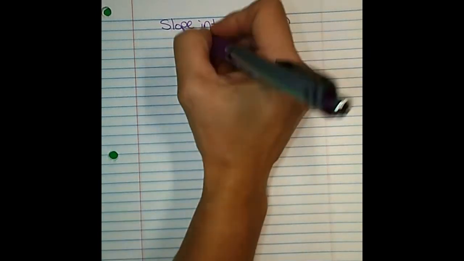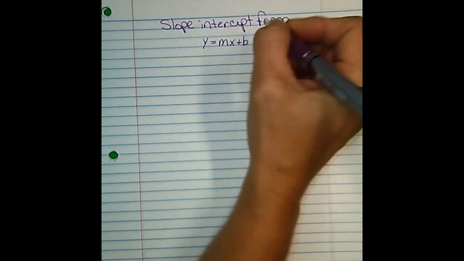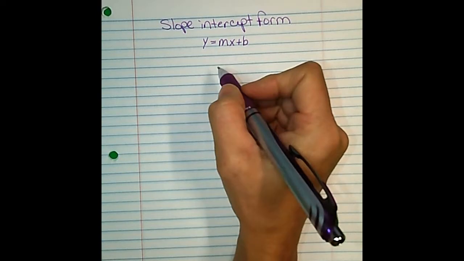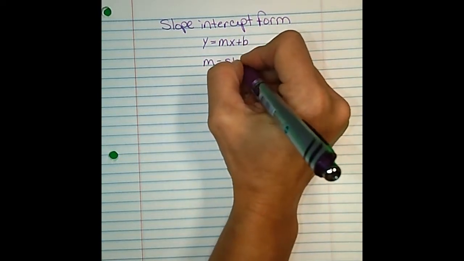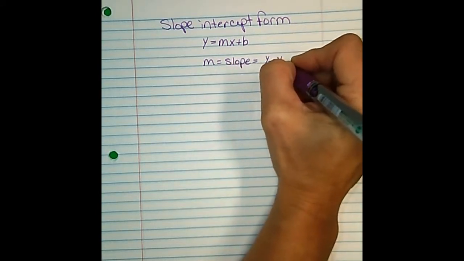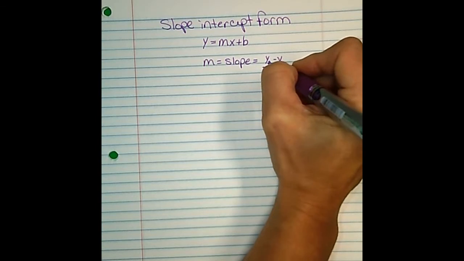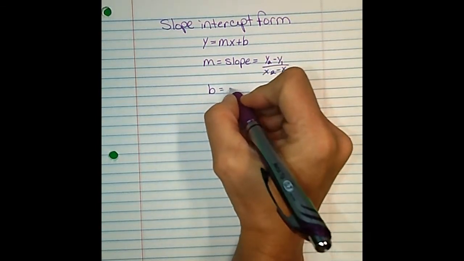Slope-intercept form is written as y = mx + b. And if you notice, m is lowercase and b is lowercase. M is my slope, which is the change in y divided by the change in x. B is my y-intercept.